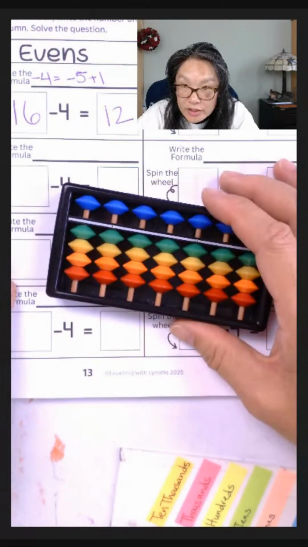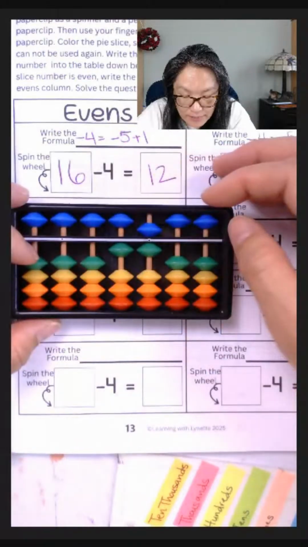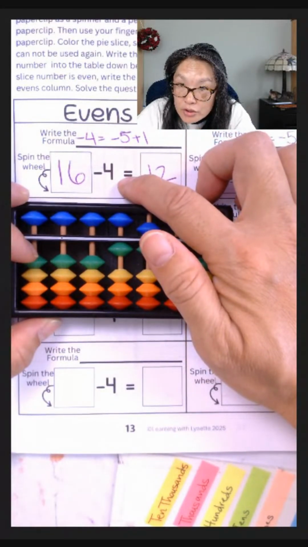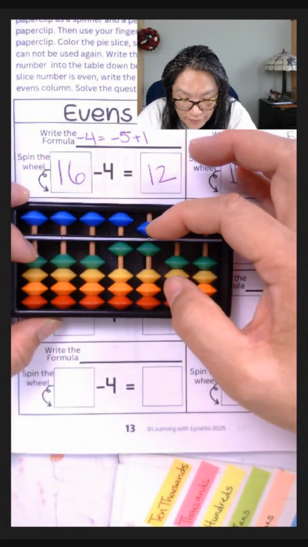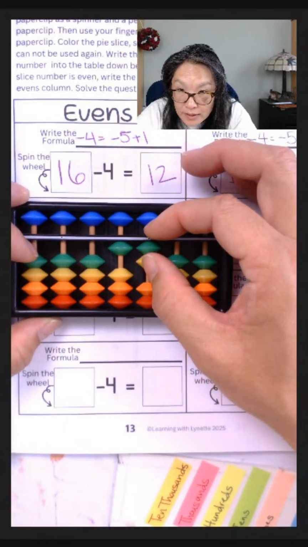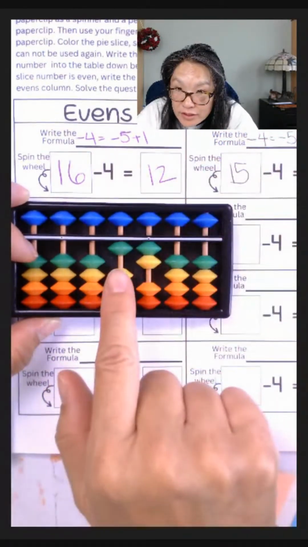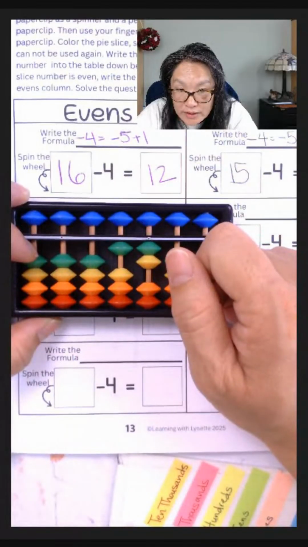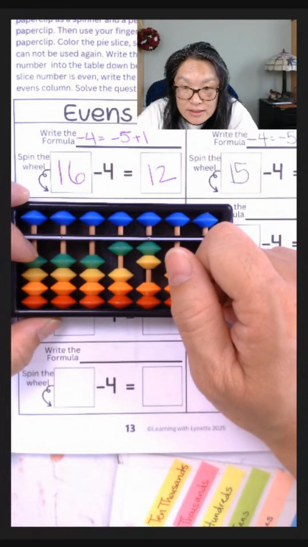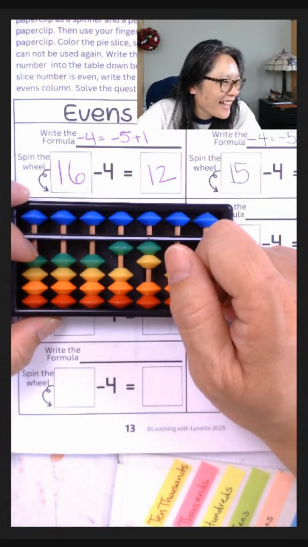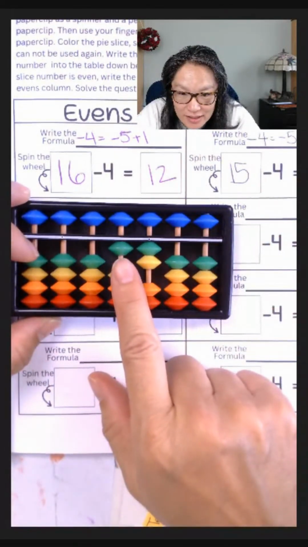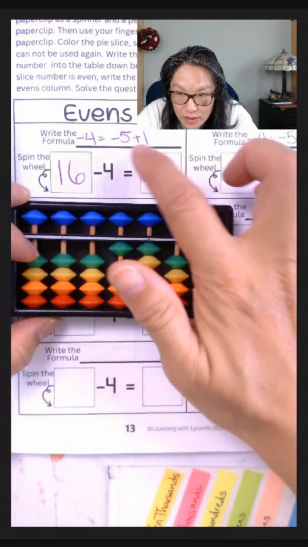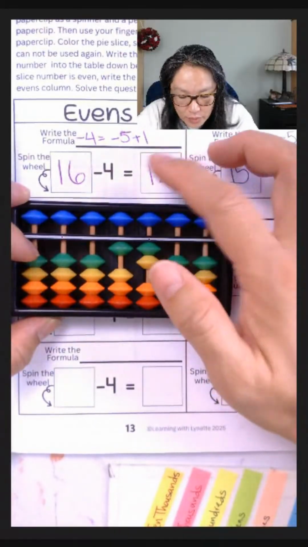So if I have 16 on my abacus, I want to take away the 4. To take away the 4 is what? Minus the 5 plus the 1. And then my final answer is now 12. What grade level is this? This is the fun grade. Does that make sense? So what we're doing is we're understanding how to use this concept.